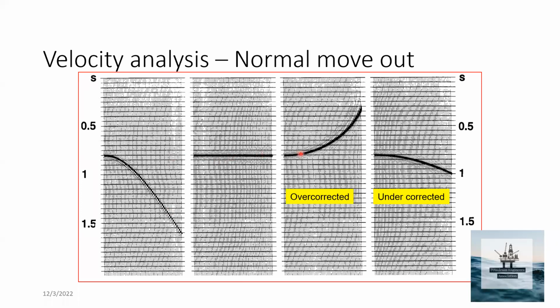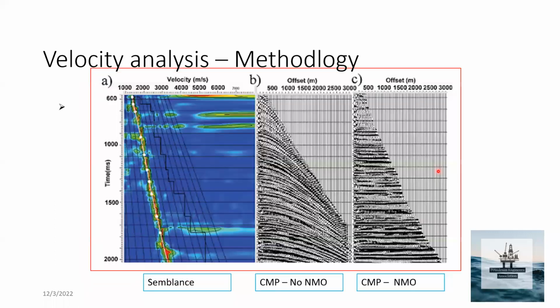If we put the faster velocity, it will be overcorrected. Faster velocity means less time, and if we have a slower velocity, it will be undercorrected, which means slower, or it takes more time. How is this done in seismic processing? This is a velocity analysis.